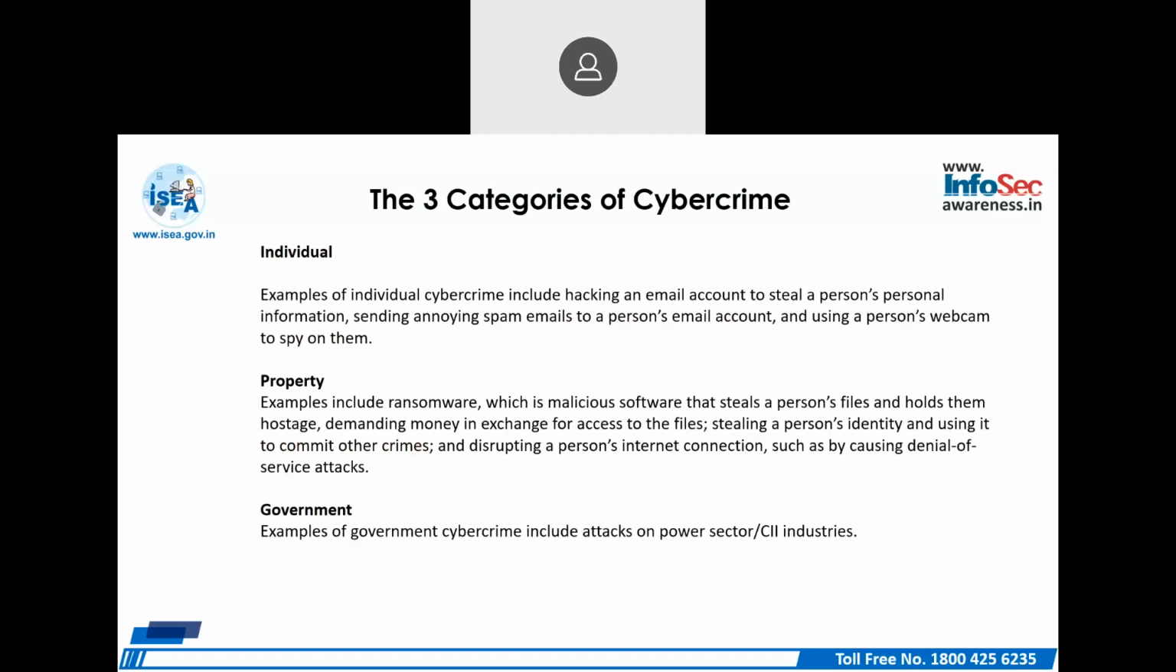Now, the next thing is, there are three kinds of cybercrimes. One is individual, which happens with most of the people. Examples of individual cybercrime are cyber fraud, money based fraud, or someone's email, you're getting a phishing mail, right, or getting a person's webcam hacked, or you are spying on someone, or you are getting some kind of video call through which someone is honey trapping you, right? The second one is property based. Now, what is property based?